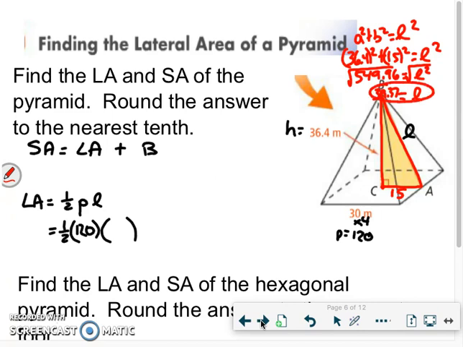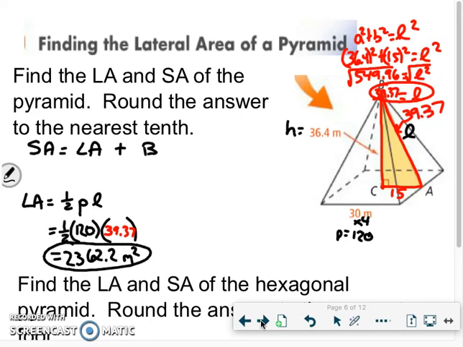Alright? So if our slant height is 39.37, I'm going to write that again, just so it's a little bit easier to read. We just found that L is 39.37. So that's this height, the one that we want. So that's what I'm going to put right in here, 39.37. Now I can get that lateral area. So the lateral area then is 1/2 times 120 times 39.37, so about 2,362.2 square meters. Hold on to that number.